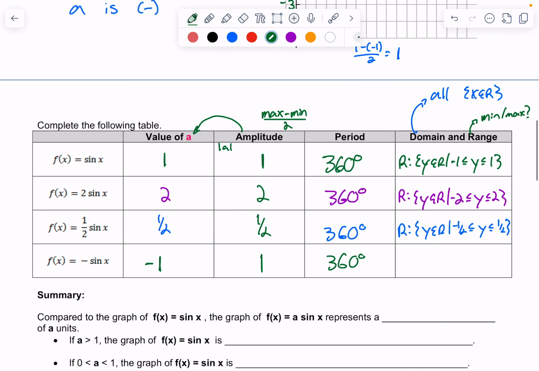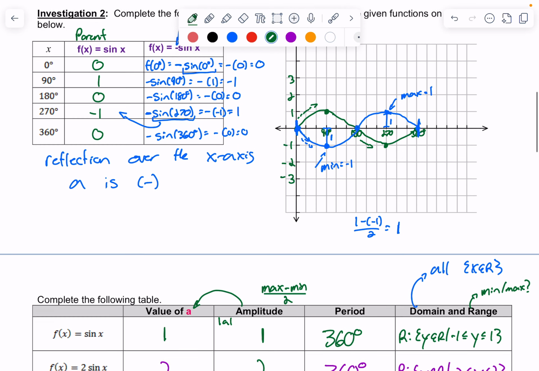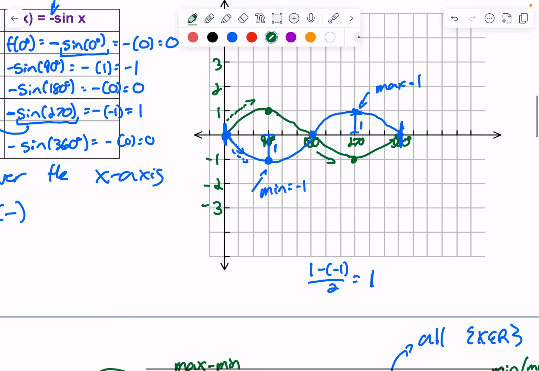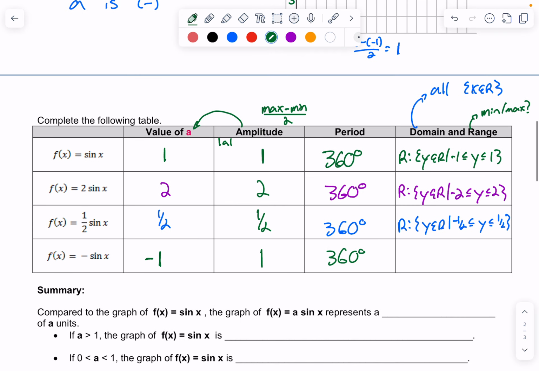But you can visually look at the graph right here, the one that has the reflection, and notice how here we have a max of 1 and a min of -1. So your range here, your range on this last one, is the same as the parent.